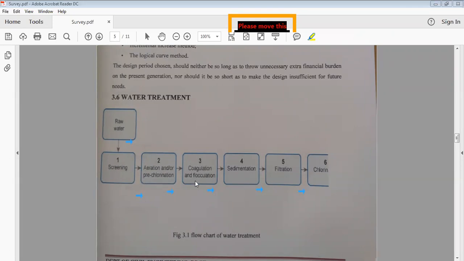We also designed that. Then sedimentation tank: since it's a village, we are planning to do only a slow sand filter. Sorry, infiltration. So for the sedimentation tank, we have designed length into breadth. Then for filtration, we are providing a slow sand filter for a small village. There also we calculated how much length and breadth we have to provide. So at the end, we have provided chlorination. So two times of chlorination we are doing.